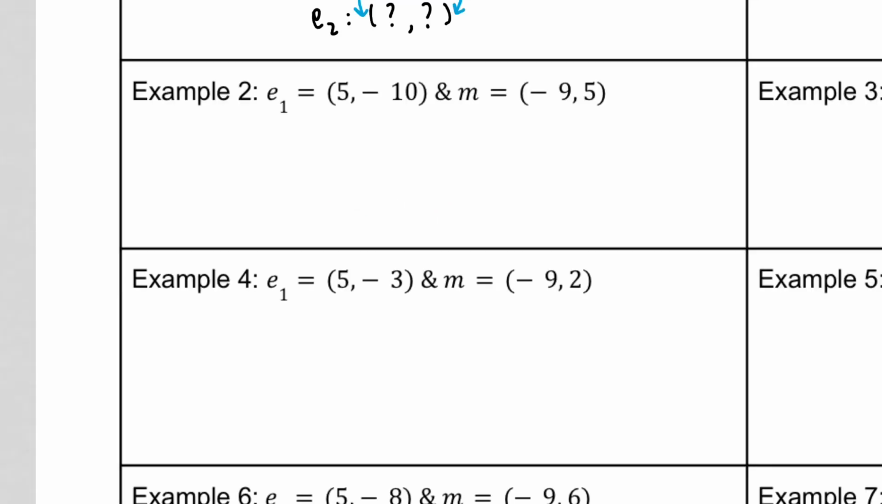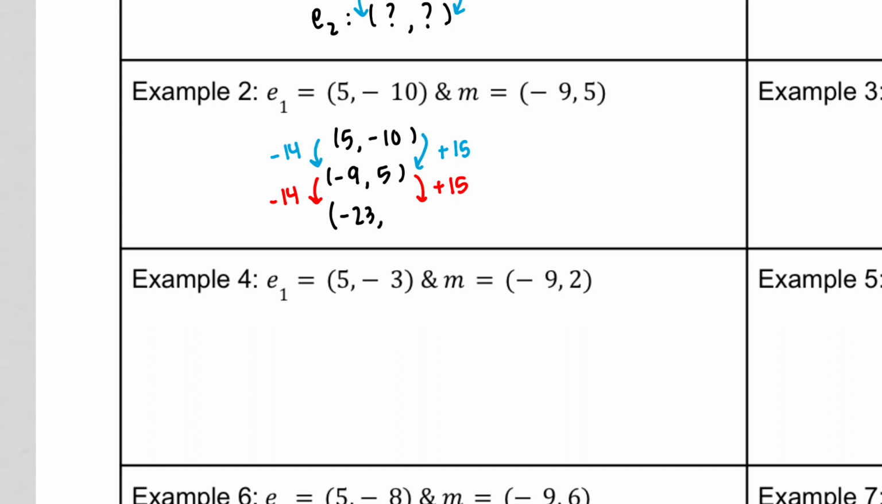I'm going to do one more example just to show it again. So again, we take those points. We take (5, -10), write it on top of (-9, 5). To go from -10 to 5, I'm adding 15. To go from 5 to -9, I'm subtracting 14. And I'm going to repeat that. I'm going to subtract 14 from -9. I'm going to add 15 to 5. When I do -9 minus 14, I get -23. And when I do 5 plus 15, I get 20, which means that (-23, 20) is your missing endpoint.